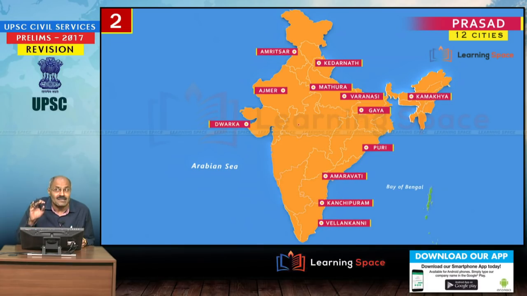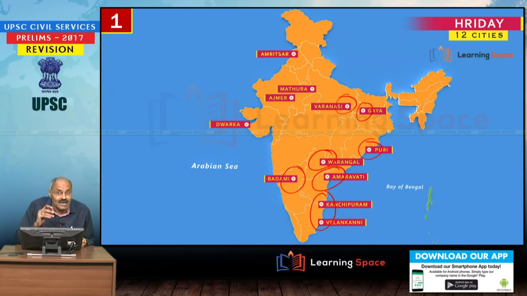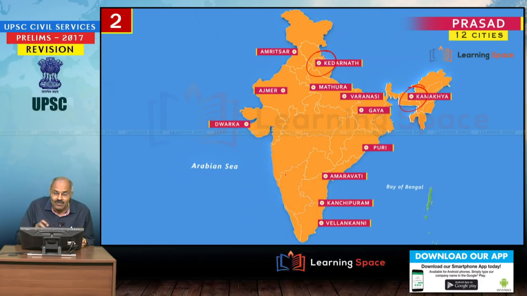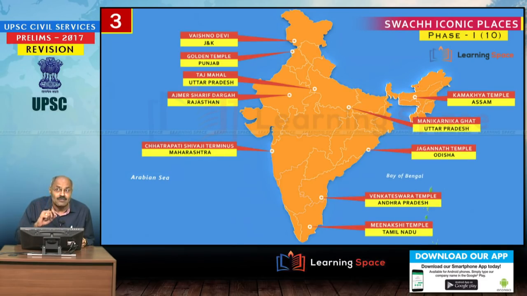If you look at Prasad, places are common except Kamakhya in Assam as well as Kedarnath in Uttarakhand. Remaining places are all common. Here two places, Warangal and Badami, were replaced by Kedarnath and Kamakhya. So what is most important is that the location of these places is very important from an examination perspective, and at the same time look at Swachh iconic places.